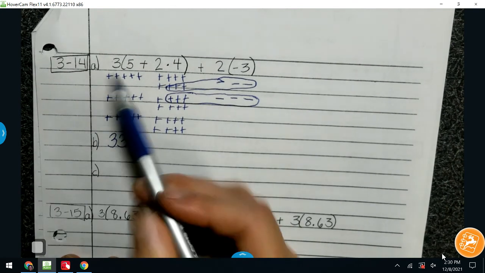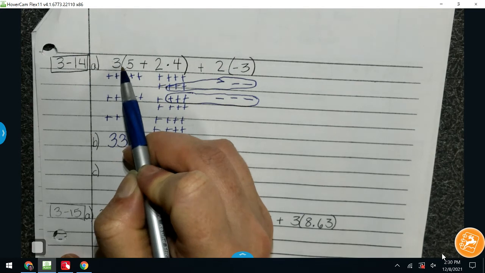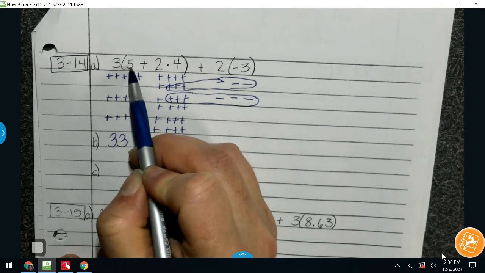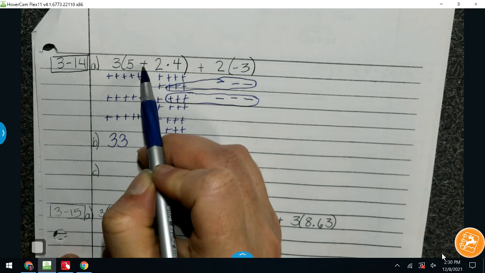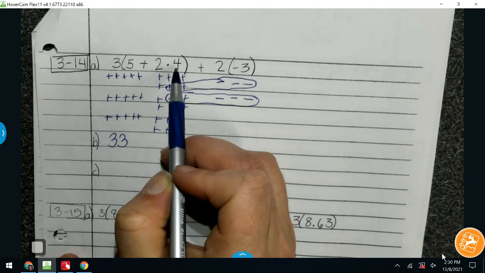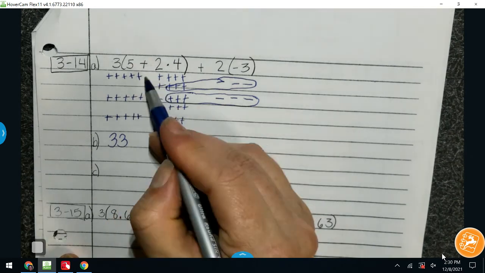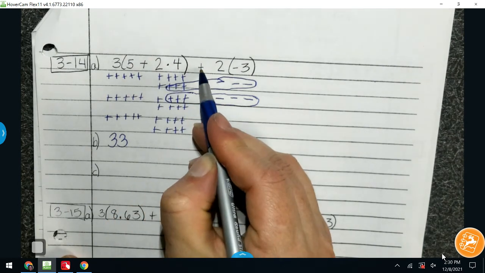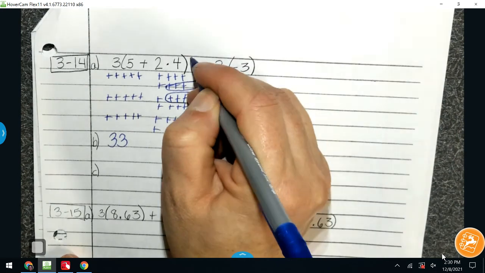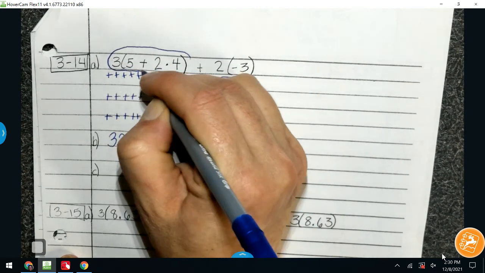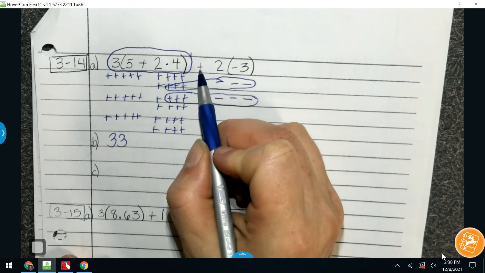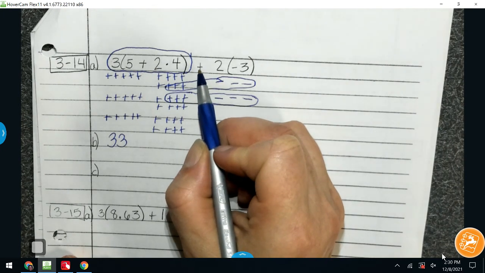So I have 3 right here, and then I have my grouping symbol that tells me that's multiplication. I have an addition sign, which should separate my terms, but it's inside parentheses. Remember, parentheses break the rules. So I keep going, and I just got to my addition sign that's not in parentheses. So that means this whole thing right here is a term.